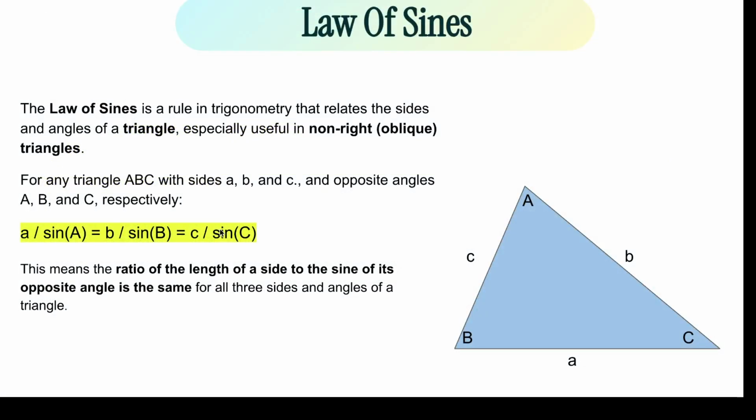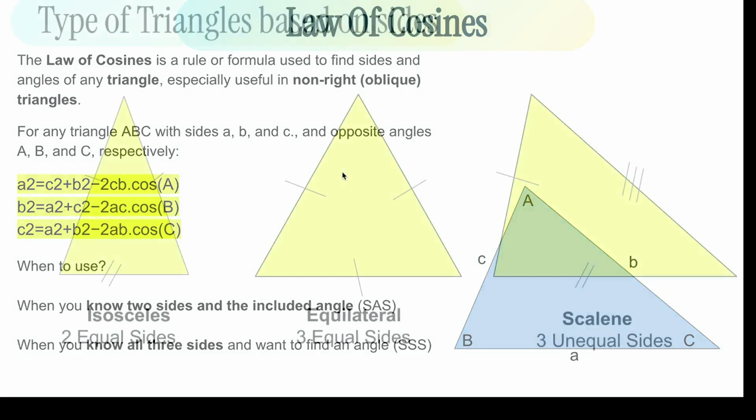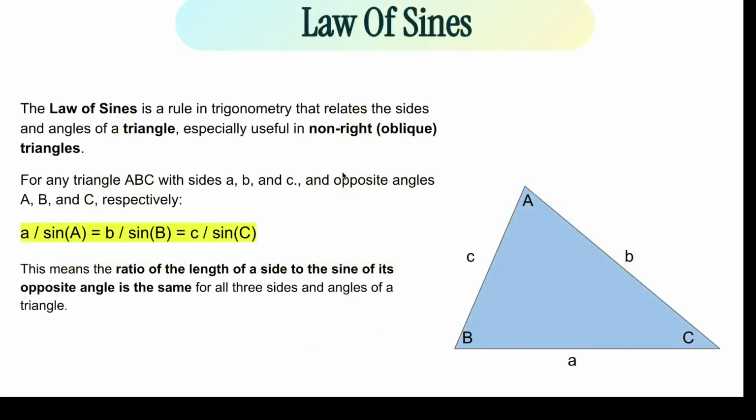Now, we said at the beginning that we're going to look at triangles and how to find the missing side or a missing angle. For that, we're going to use the law of sines and the law of cosines. So let's start with the law of sines.